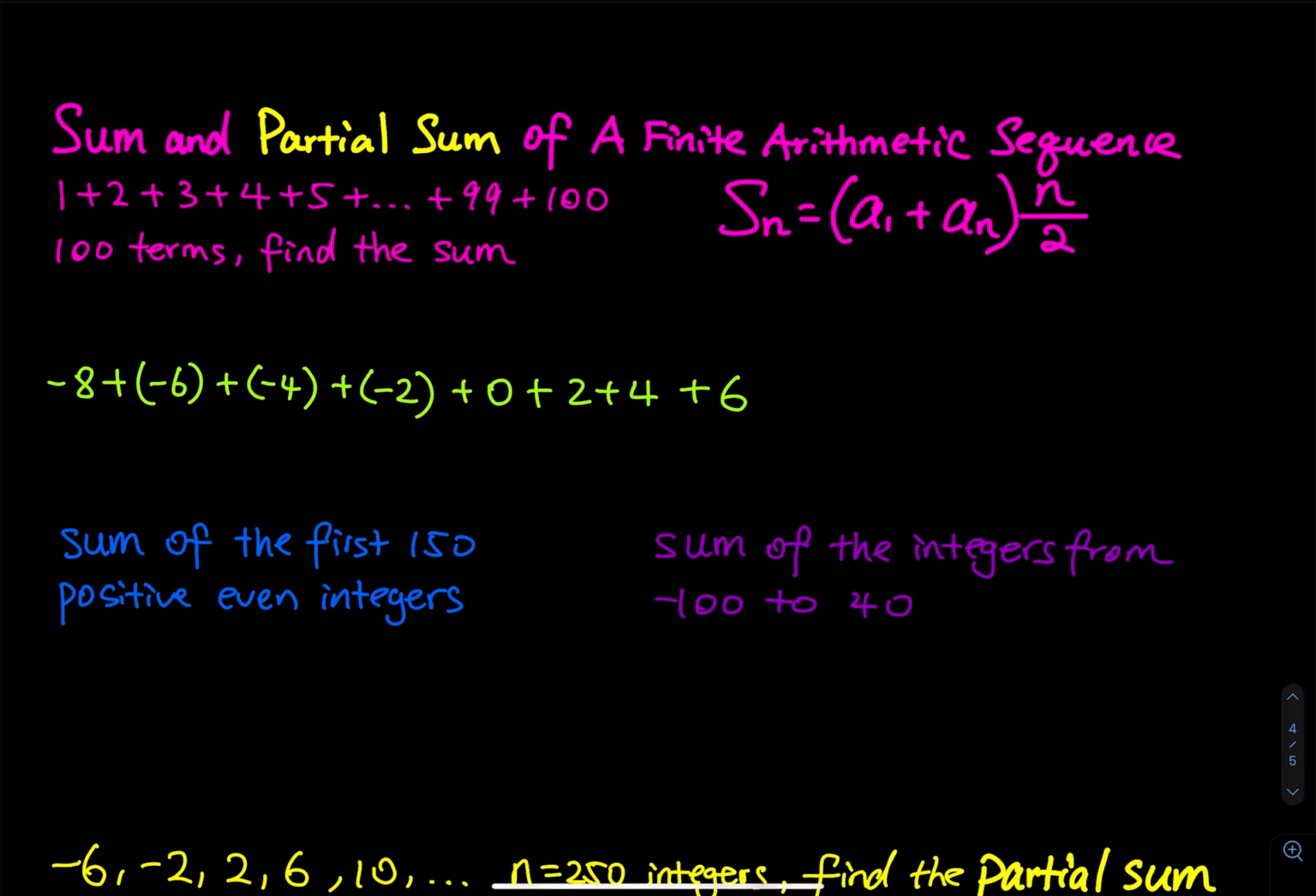All right, so let's put this on the first basic arithmetic sequence. We have 100 terms. That is equal to the first term, which is 1, plus the last term, which is 100, and then you multiply by the number of terms, which is 100, divided by 2. So this is also equal to 50 times 101, and that is the sum of the arithmetic sequence.